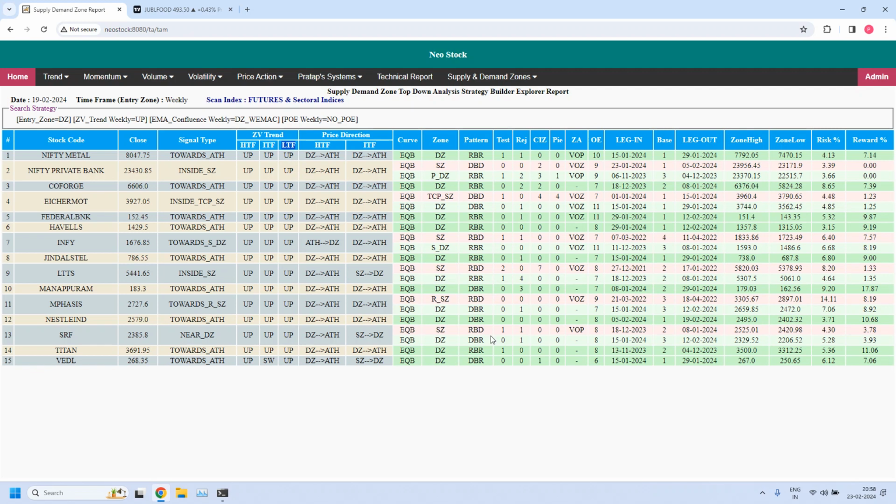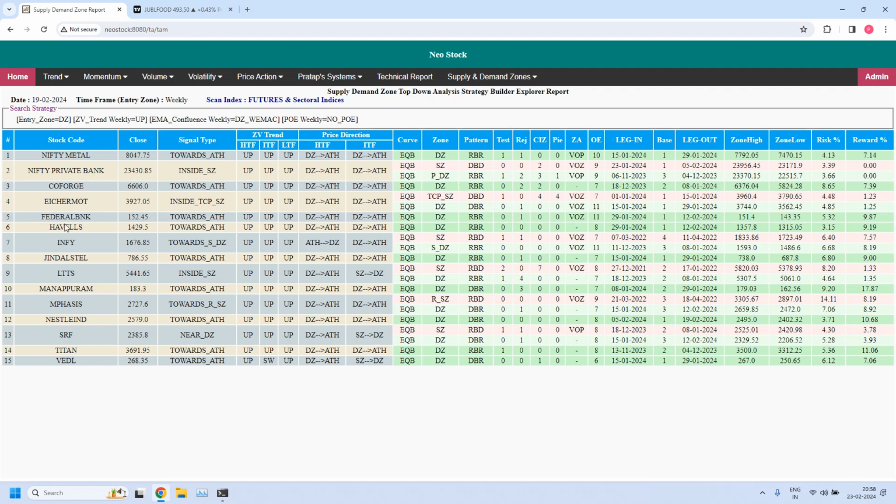And all these stocks are having weekly EMA confluence. See here, EMA confluence, weekly demand zone, weekly EMA confluence. And price overextension, weekly no price overextension. That means price overextension is completed, when they are entering into the weekly demand zone having EMA confluence. And moreover, the weekly trend should be uptrend, because we have to use the price overextension completion, that is EMA confluence, everything during the uptrend only. Then only it makes sense.